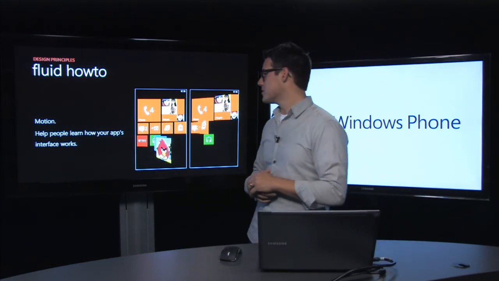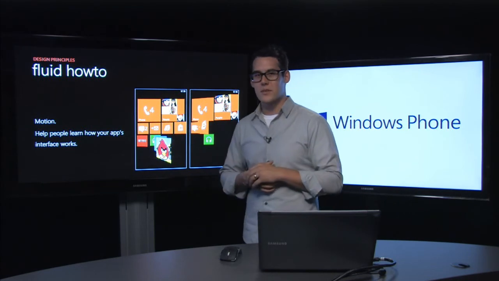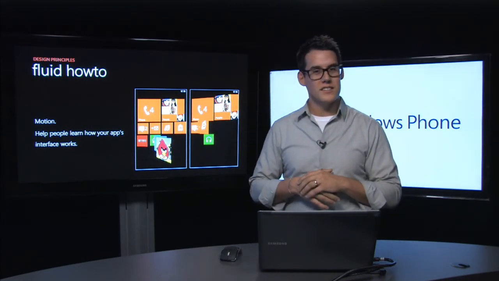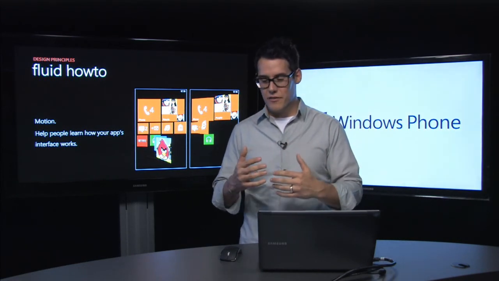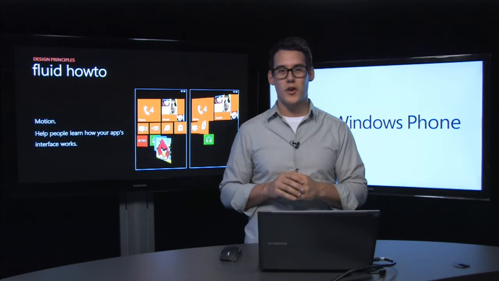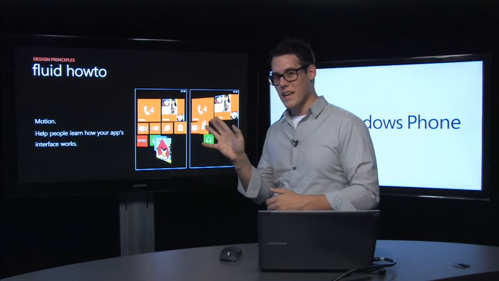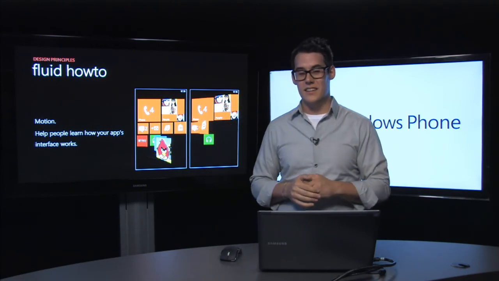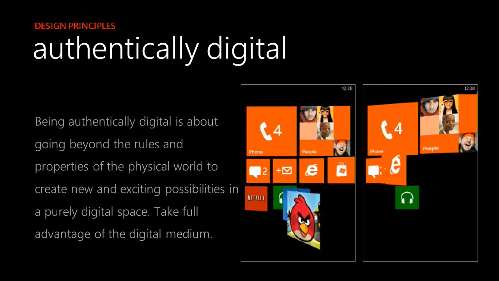Fluid how-to. Just motion. Help people learn how your app's interface works. One of the things that we learned in the design studio is that you can use motion to give a hint to the users that there are actual different functions on different items. One of the motions that you see commonly on Windows Phone is something called turnstile feather, where you see all the items animate in differently on a list at different times. It basically shows to the user that these are all individual hit targets and they can hit them all separately and get different results from the list.